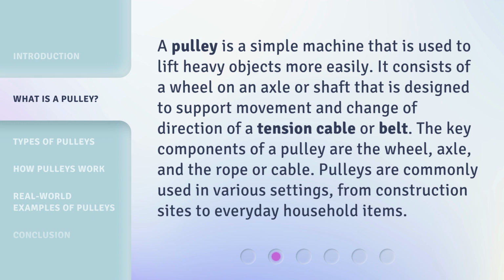A pulley is a simple machine that is used to lift heavy objects more easily. It consists of a wheel on an axle or shaft that is designed to support movement and change of direction of a tension cable or belt. The key components of a pulley are the wheel, axle, and the rope or cable. Pulleys are commonly used in various settings, from construction sites to everyday household items.